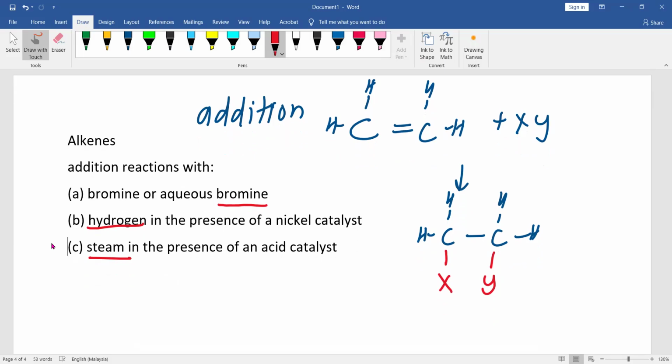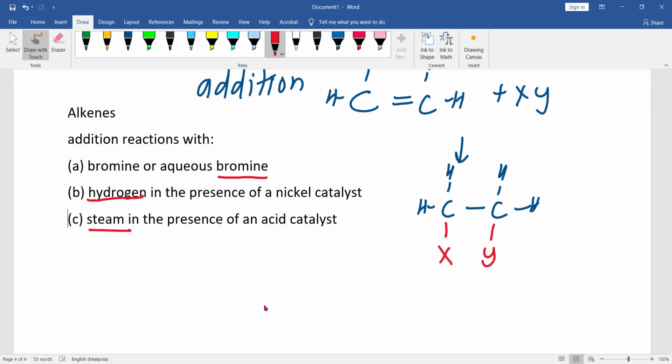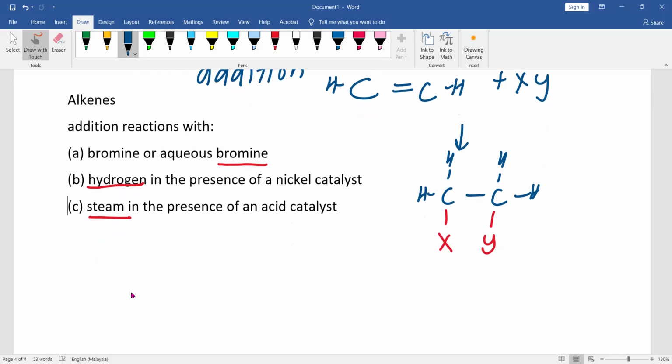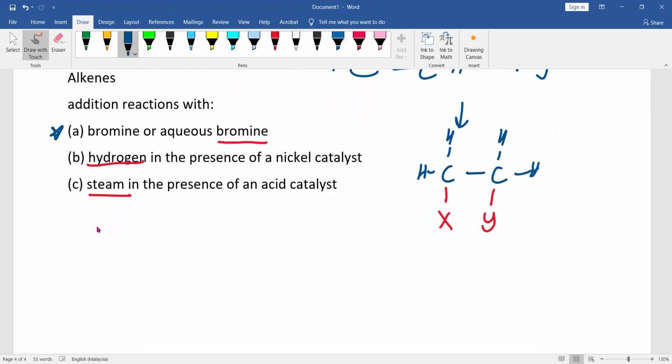Okay, so the first one is bromine, because bromine is very reactive. This is very important. It's how we differentiate between alkane and alkene.